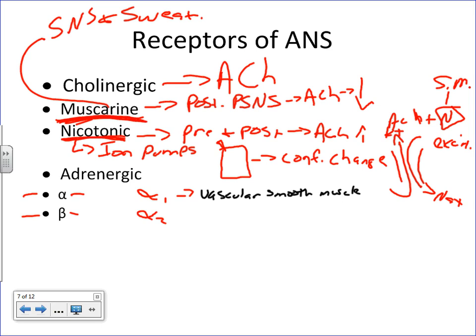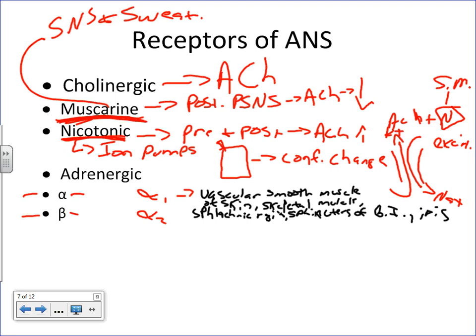of the skin, skeletal muscle, the splanchnic region, sphincters of the GI tract, and the radial muscle of the iris. I'm just going to write iris.